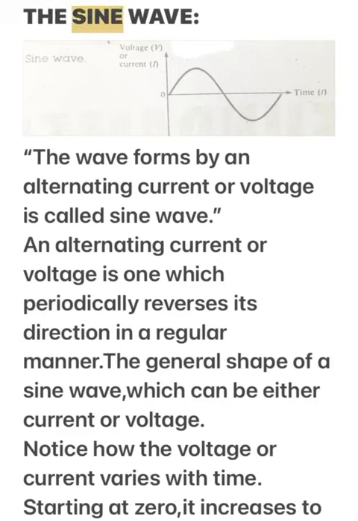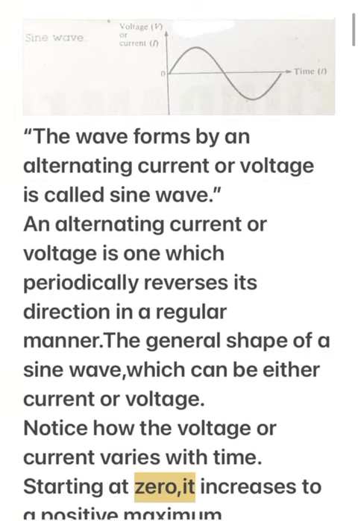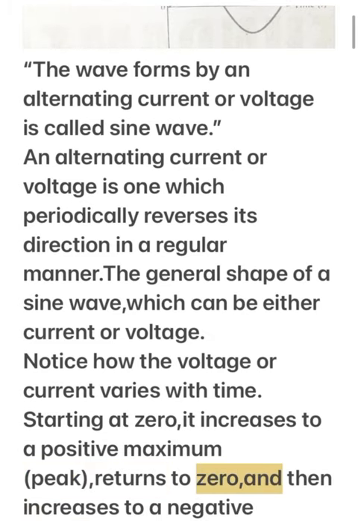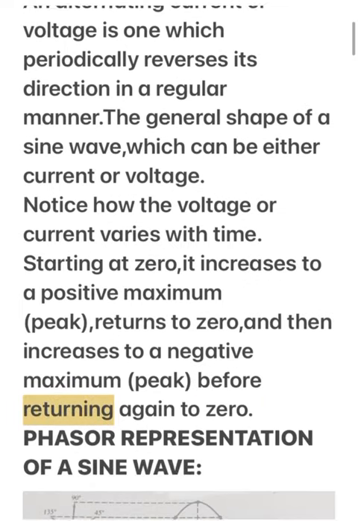Sine wave. The wave formed by an alternating current or voltage is called a sine wave. An alternating current or voltage is one which periodically reverses its direction in a regular manner. The general shape of a sine wave, which can be either current or voltage. Notice how the voltage or current varies with time. Starting at 0, it increases to a positive maximum peak, returns to 0, and then increases to a negative maximum peak before returning again to 0.